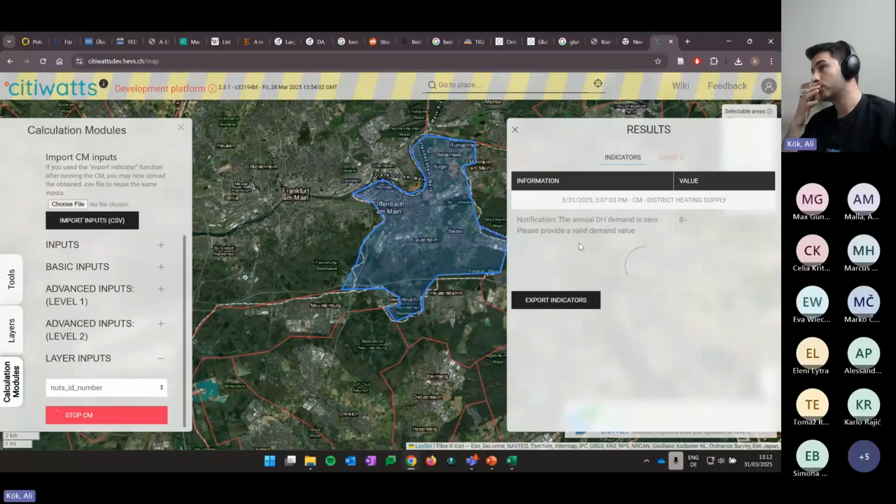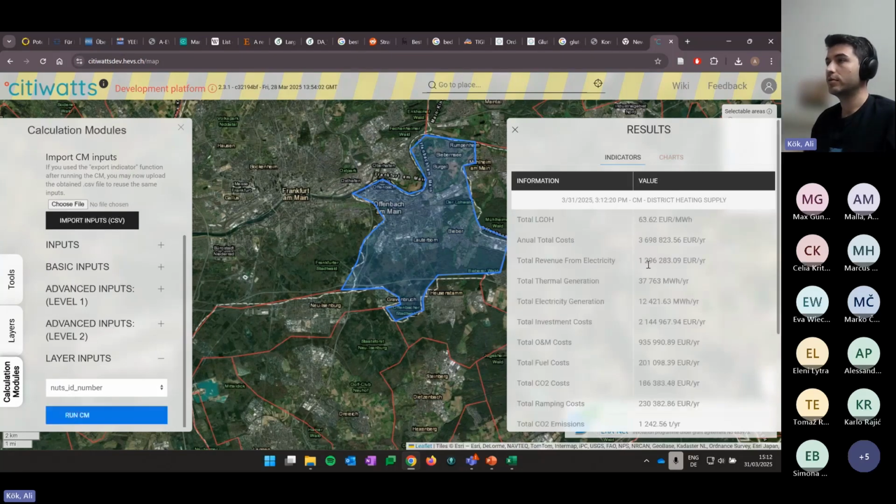Depending on how complex the problem is, it takes up to 1 minute to run the CM, because it's an optimization problem and it doesn't always have the same complexity. It depends on how you define the problem. So now we will wait, more or less 30 seconds, I would expect. Yeah, now we have our results.